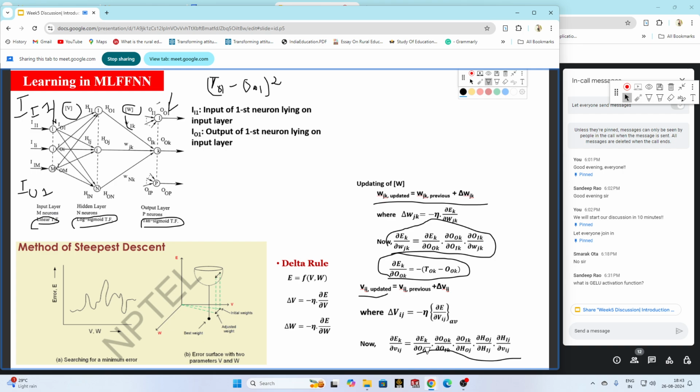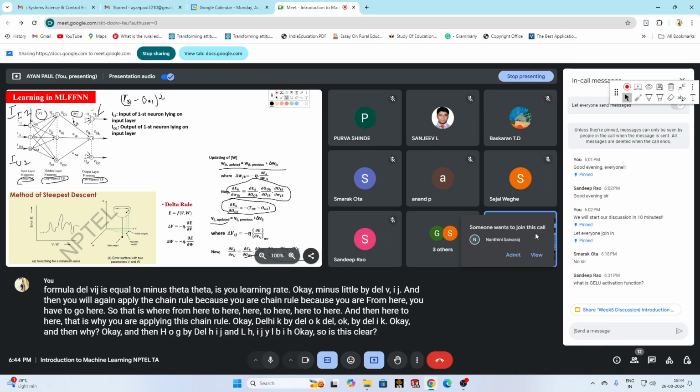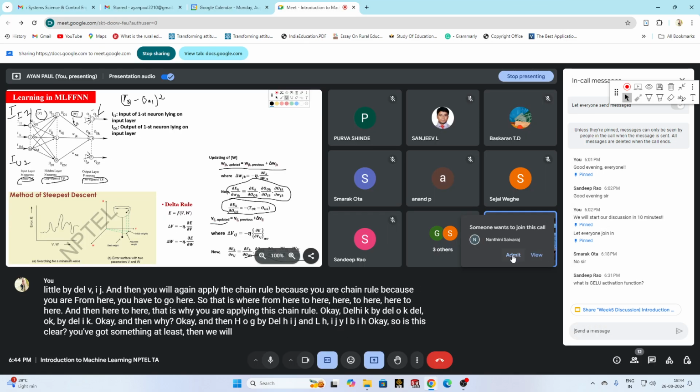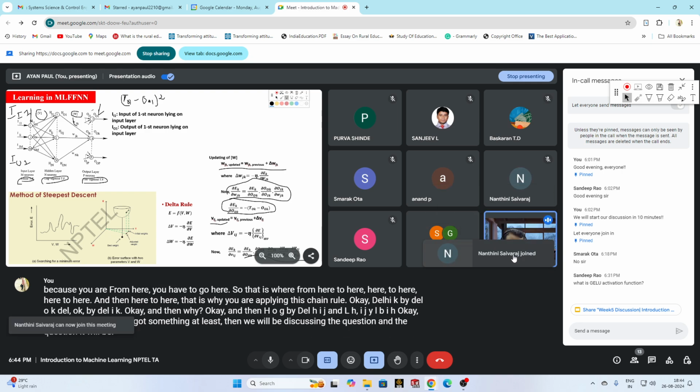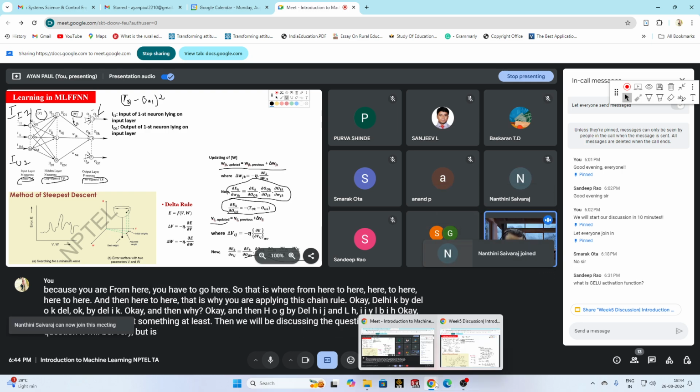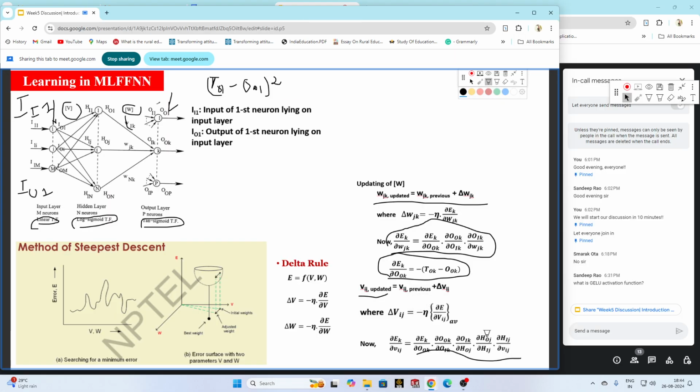So del Ek by del Ok, del Ok by del Oik, then del Oik by del Hoj, del Hoj by del Hij, and del Hij by del Vij. Is this clear? You got something at least? Then we will be discussing the question, and it will be very much clear. Is something clear from this slide?